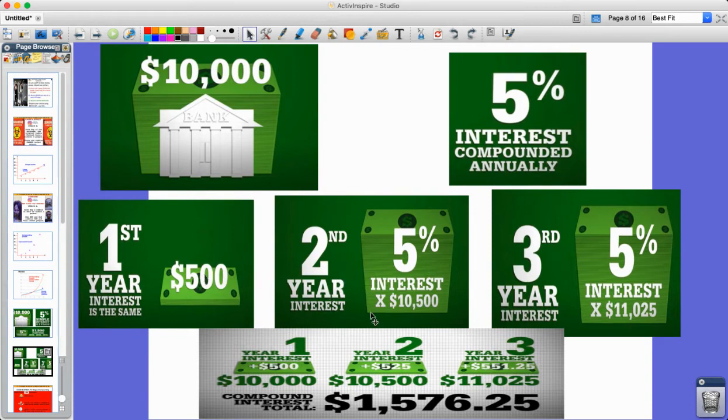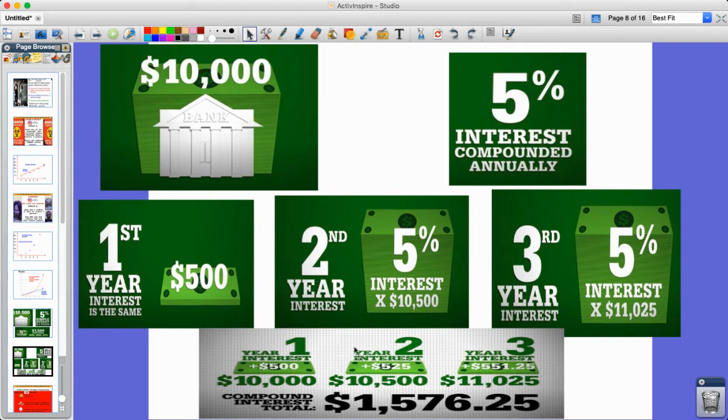In year two, that $10,000 investment is not what you're going to get interest on. You're going to get interest on that $10,000 plus the $500. So now you're getting 5% interest in the second year on $10,500, right? Which means that in year three, you're not getting interest on the original $10,000. You're getting interest now on $10,500, which comes out to $11,025.